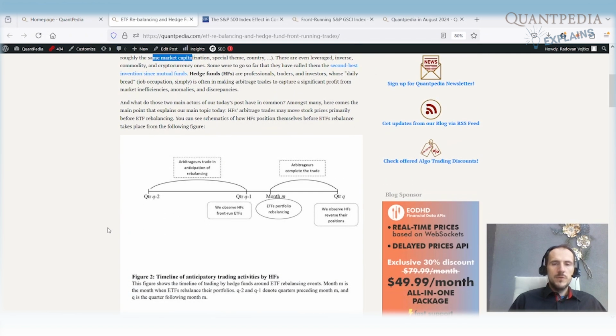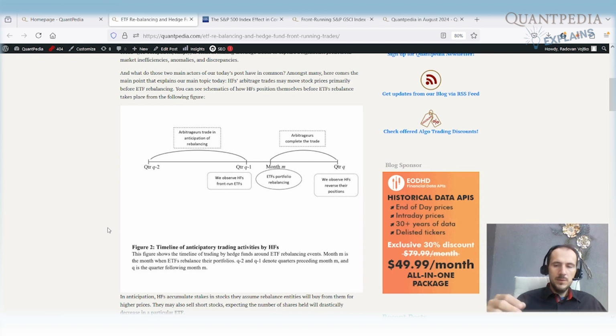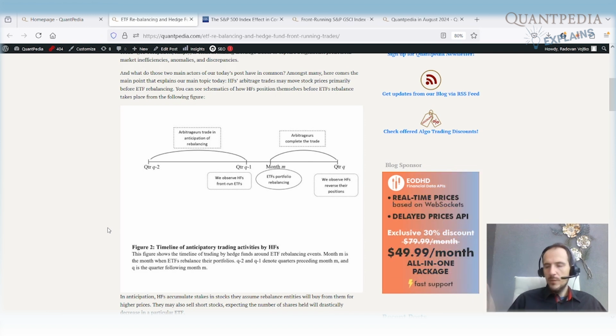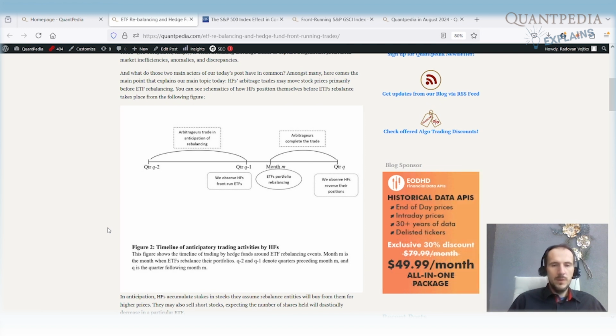What the hedge funds are trying to do is to front run those ETFs. So they are trying to buy the stocks that they expect the ETFs will buy. On the day of the rebalancing, they can sell those stocks to the ETF. And this way they can earn an arbitrage profit.